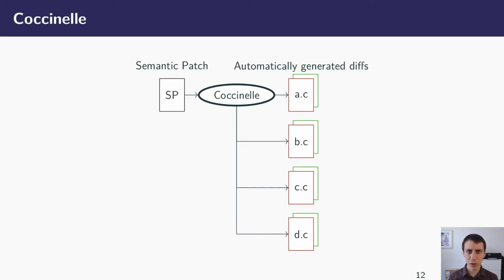The Coccinelle engine will take the abstracted parts of the semantic patch and try to match these parts with concrete things in your code. If such matches are found, then it will automatically generate concrete edits for you in the form of diffs or patches.